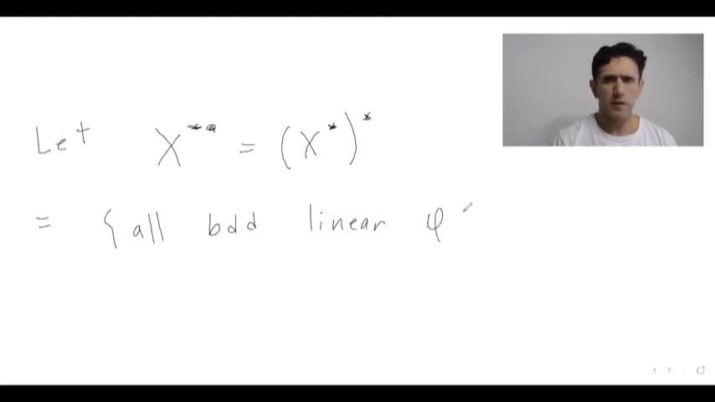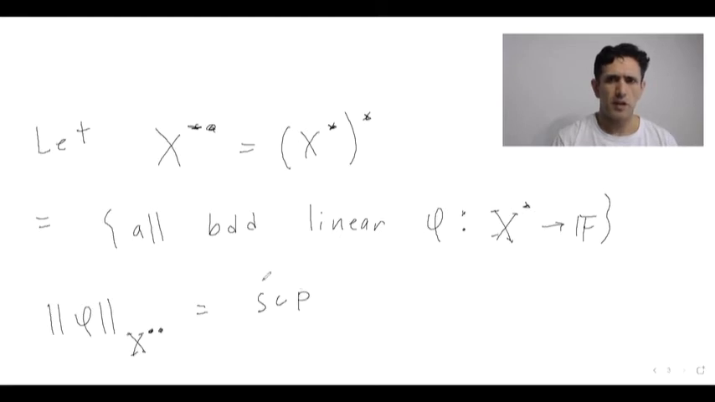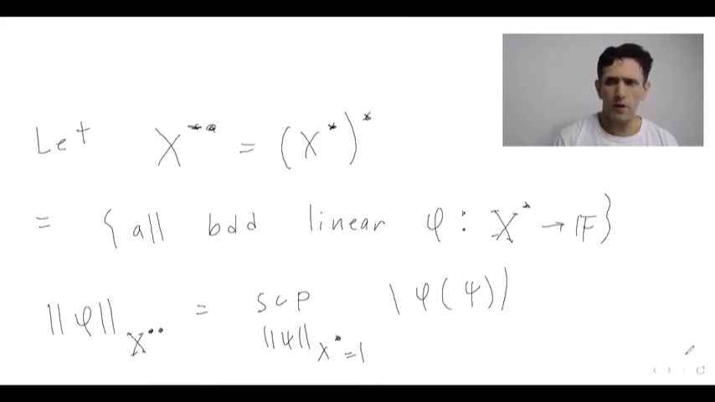bounded linear maps phi, not from X to my field, real or complex numbers, but all phi that are bounded linear on X star. And you give this just the usual norm. Just take the sup of phi of psi over all inputs psi with norm one. So we're inputting psi, that's what makes sense, phi of psi. Remember each psi is in X star, so this here has norm one.